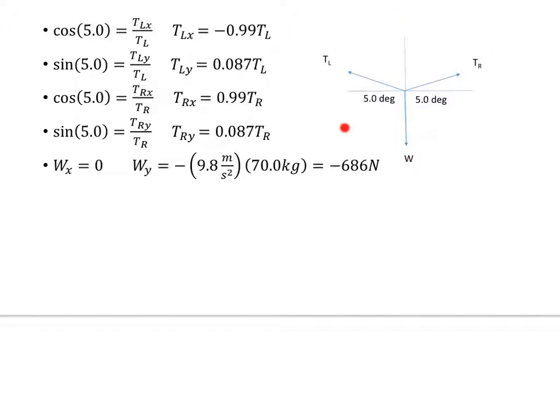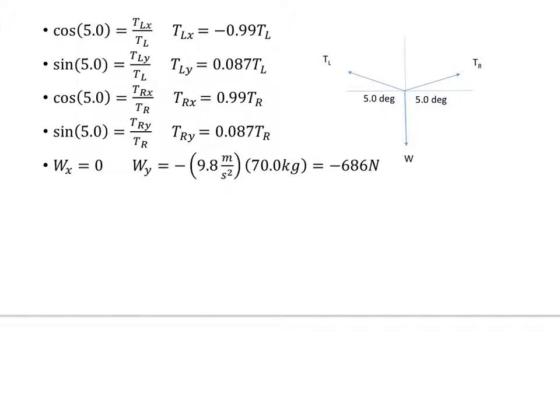So this is a free body diagram that shows the forces on the picture we saw on the previous slide. Here is TR, here is TL. There was a vertical support here, and there was an angle of 5 degrees here, but geometrically alternate interior angles would mean that this angle is 5 and this angle is 5. Okay, so we start out by computing x and y components.